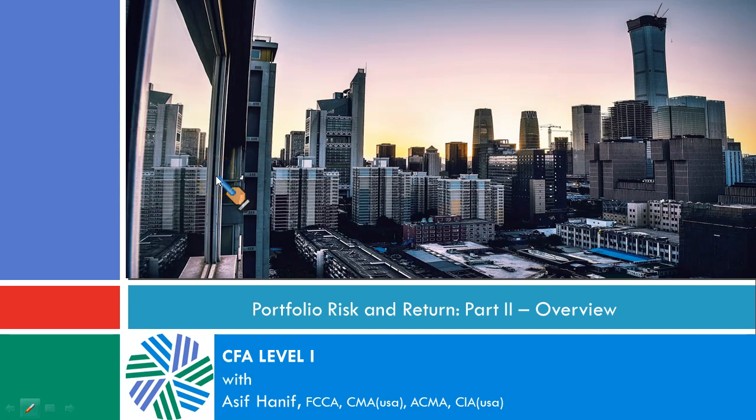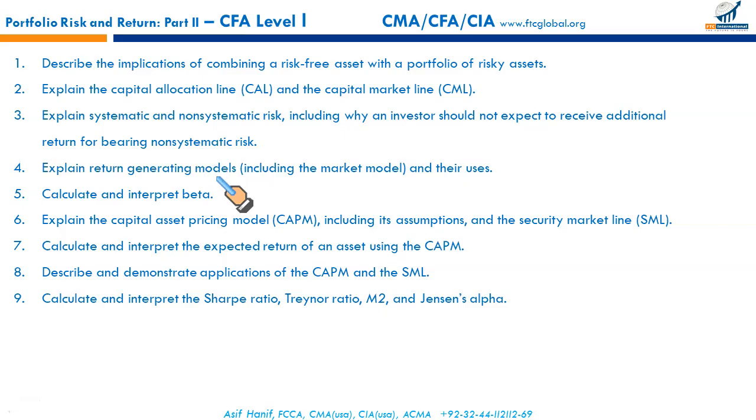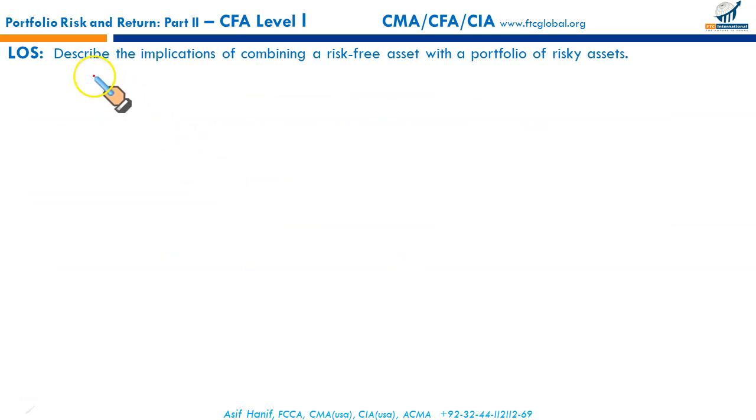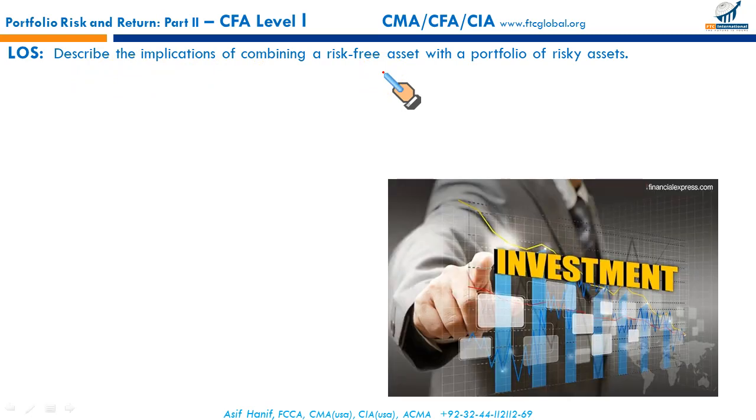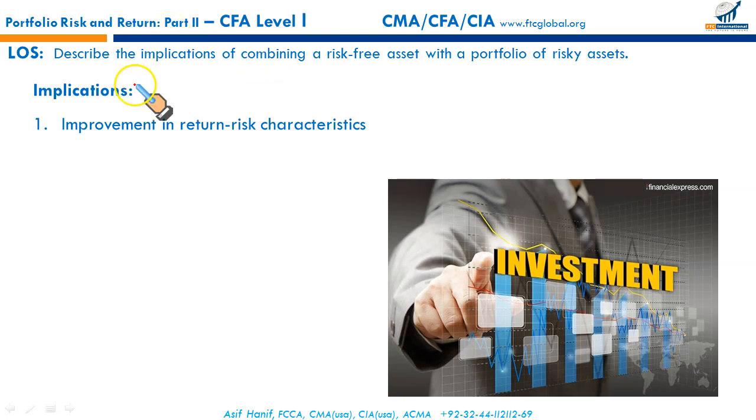Your next reading is Portfolio Risk and Return Part 2, and these are the specific learning outcome statements. The first one says: describe the implication of combining a risk-free asset with a portfolio of risky assets. That is exactly what we did in the previous reading, Portfolio Risk and Return Part 1. When we combine a portfolio of risky assets with a risk-free asset, we can improve the return-risk characteristic of the portfolio, resulting in a better trade-off. That's what we discussed in our previous reading.